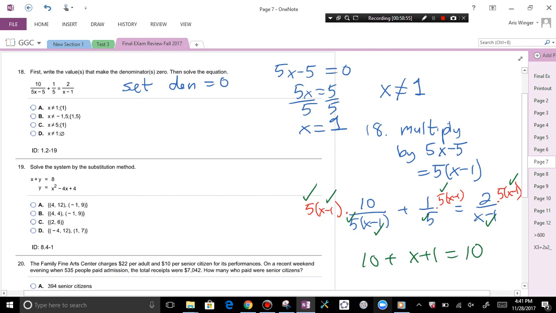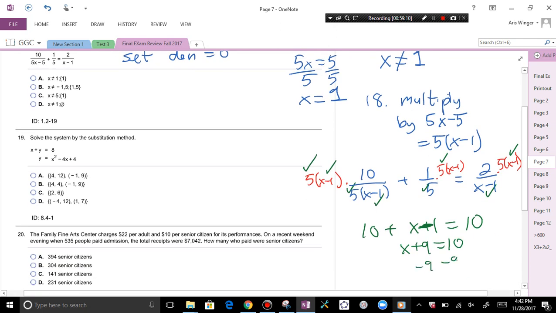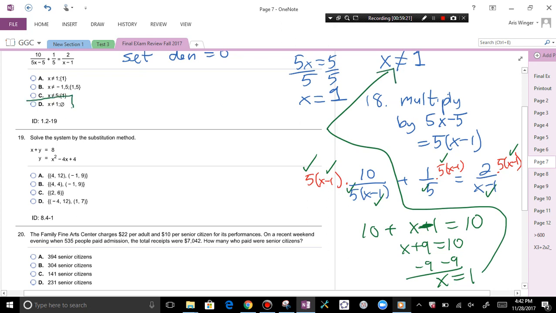Questions about this? This is a minus 1, right? And so here, when you solve this, you get x plus 9 equals 10. Subtract 9 on both sides. You get that x equals 1. But we said originally that x can't be 1. And therefore, there is no solution.